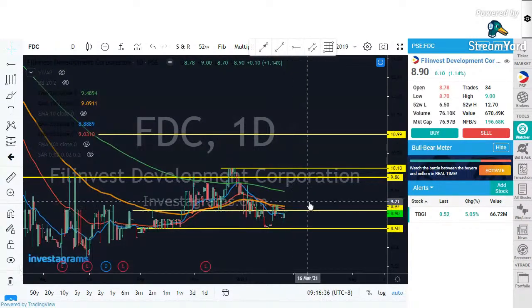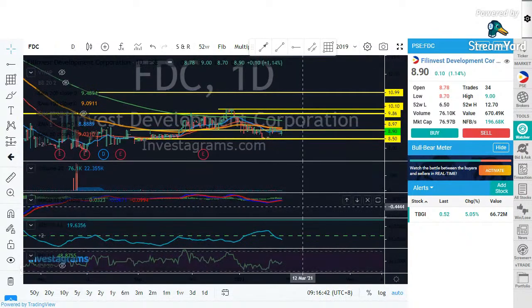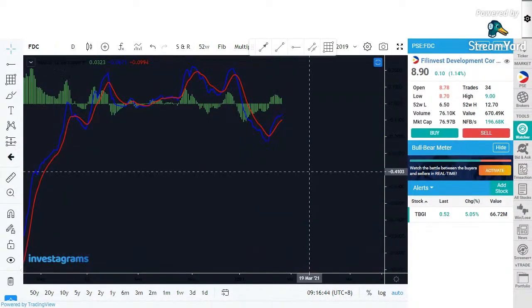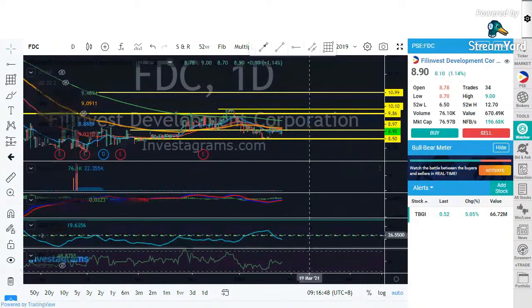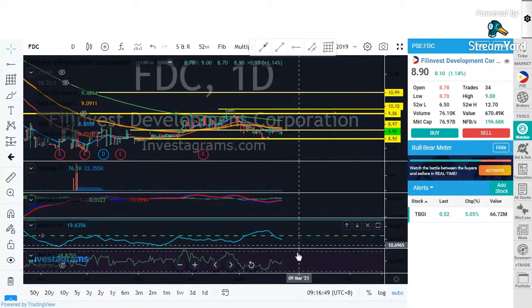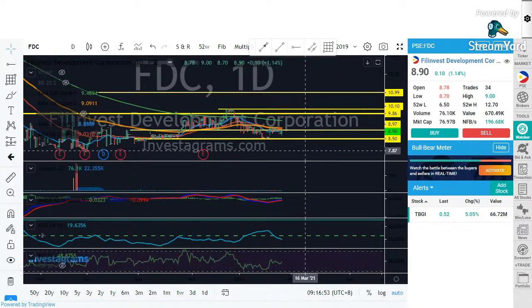We see MACD is still below the 0 now, so it's the corrective thrust, and RSI is still below 50. So we need to wait for another price movement of FDC. So we need to watch always now.